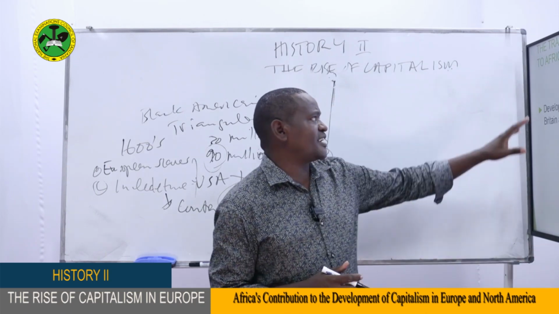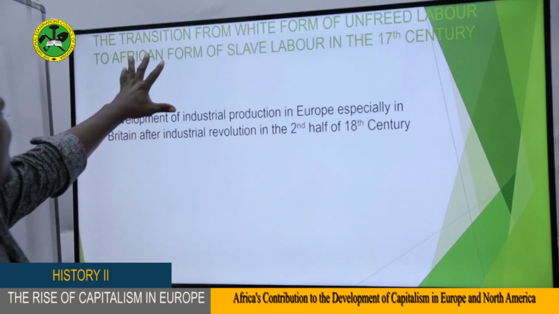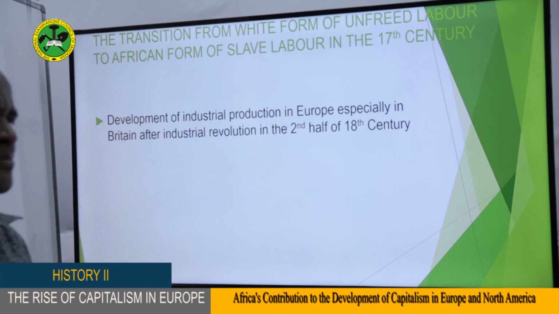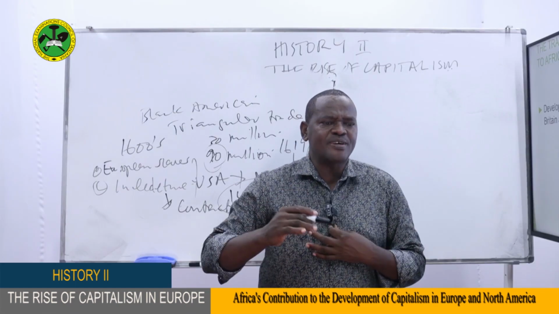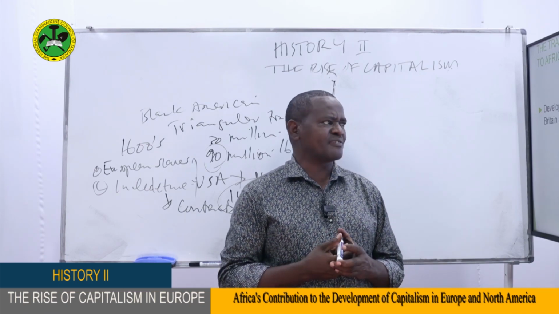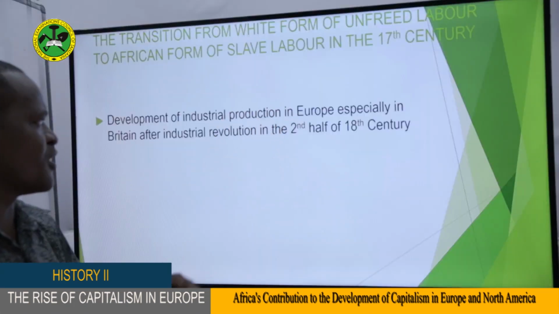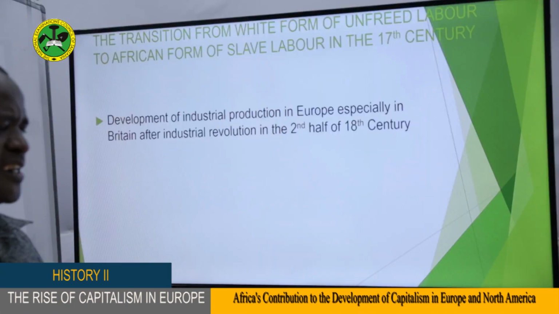And this is what we call the transition from white forms of unfreed labor to African forms of labor. They transformed. Instead of using those European unfreed labor, they started to think of using African slave labor. What were the reasons for that transition? The first reason is industrial development in Europe, especially in Britain.